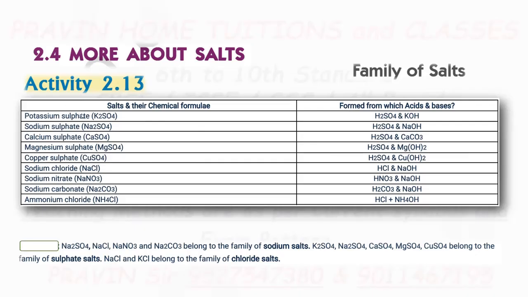First, potassium sulfate K2SO4 is formed from H2SO4 and KOH. This is acid, this is base. Sodium sulfate Na2SO4 is formed from H2SO4 and NaOH. Calcium sulfate CaSO4 is formed from H2SO4 and CaCO3. Magnesium sulfate MgSO4 is formed from H2SO4 and Mg(OH)2. Copper sulfate CuSO4 is formed from H2SO4 and Cu(OH)2.